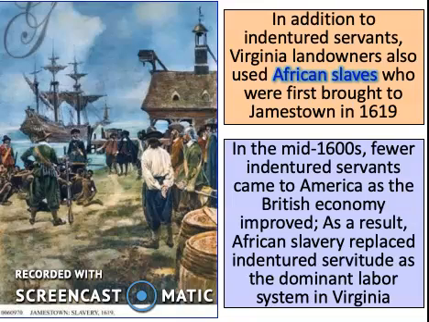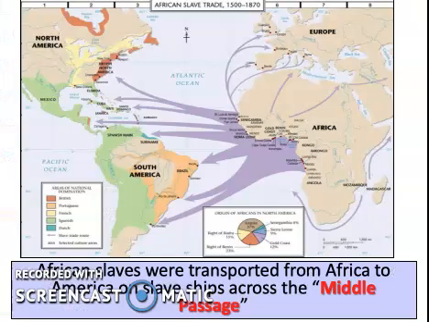Now, in addition to indentured servants, we also start to see the introduction of African slaves. The first African slaves are brought to the New World on a Dutch trading ship in 1619. There are not many, though, not on this ship, and there are not many for a while. By the mid-1600s, fewer indentured servants start to come to America. This is because passage becomes cheaper, and there are also just fewer people willing to go over at this time. And so there starts to be a transition from indentured servants to African slaves as the dominant labor system in Virginia.